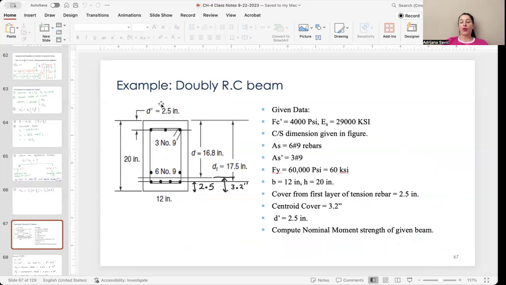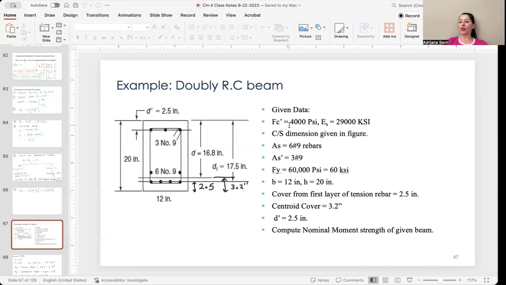Here is one example of a doubly reinforced concrete beam. So we have 3 rebars in compression zone, 6 rebars in tensile zone. The width of the cross section is 12. We have a height which is 20. Concrete cover for a compression rebar is 2.5 inch. And here, since we have 2 rows, the centroid is determined to be 3.2, which means that our depth of cross section is 16.8.